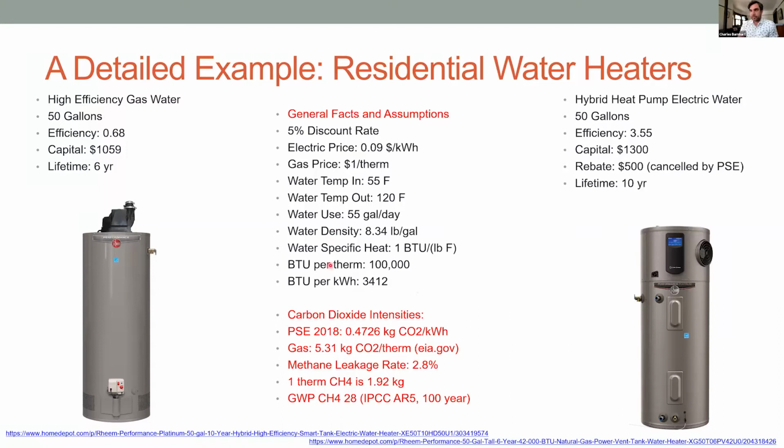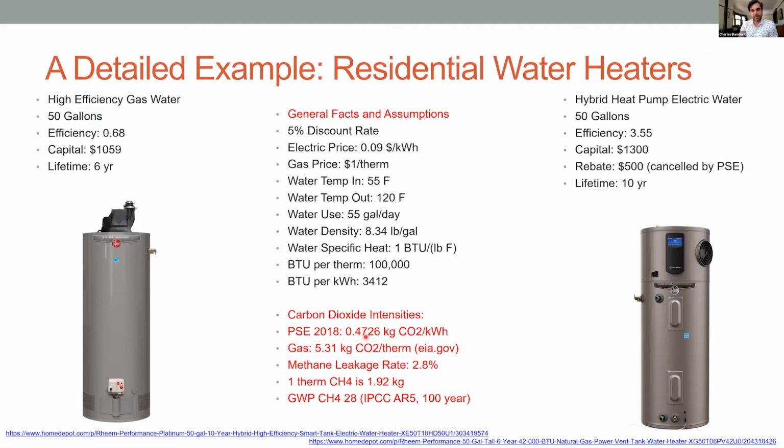Okay, so here are all the assumptions and facts we need for this. And we also need the carbon dioxide intensities. So this is more for counting coin. Now we've got to count carbon. I guess we still need this heat capacity equation for the carbon side. So the PSE internal report has a carbon intensity of 0.47 kilograms CO2 per kilowatt hour.